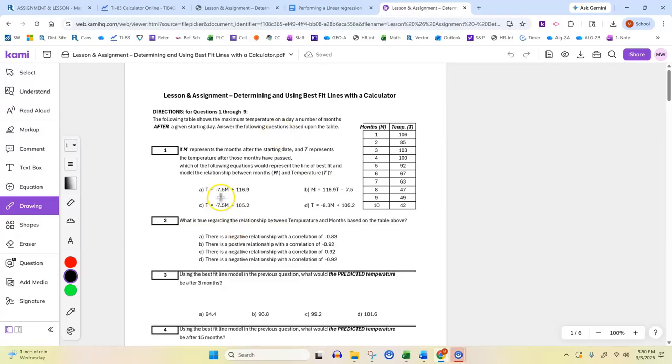So that would be, yes, that's good. Plus 116. Okay, so that's going to be A, right? So that's how you do that one, okay?